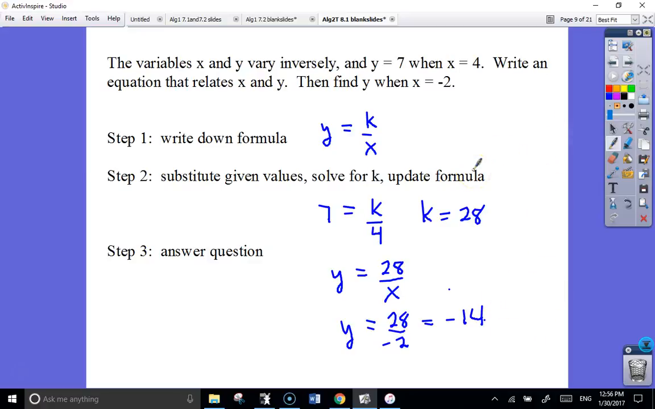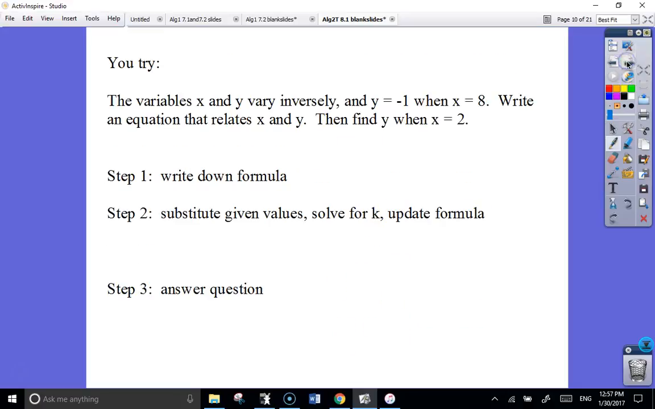So step 1, write down the variation. Step 2, plug in all the values so you can solve for k. Step 3, answer the question. Now sometimes in the questions, including on the SAT, it might just ask you to write down the variation. What is the formula for this variation? Or it might ask you to solve for k and not ask a question at the end of that. You just have to read the question, see what they're asking for in that problem.